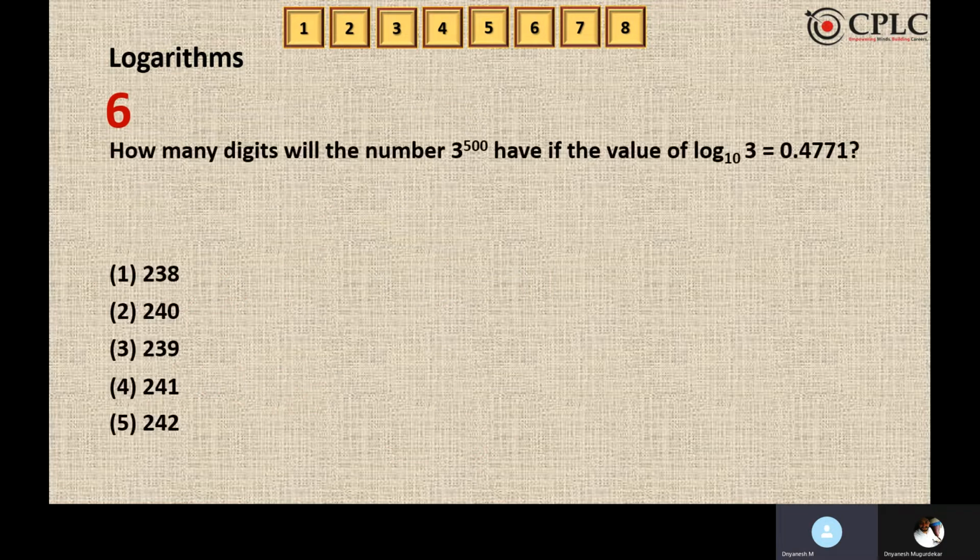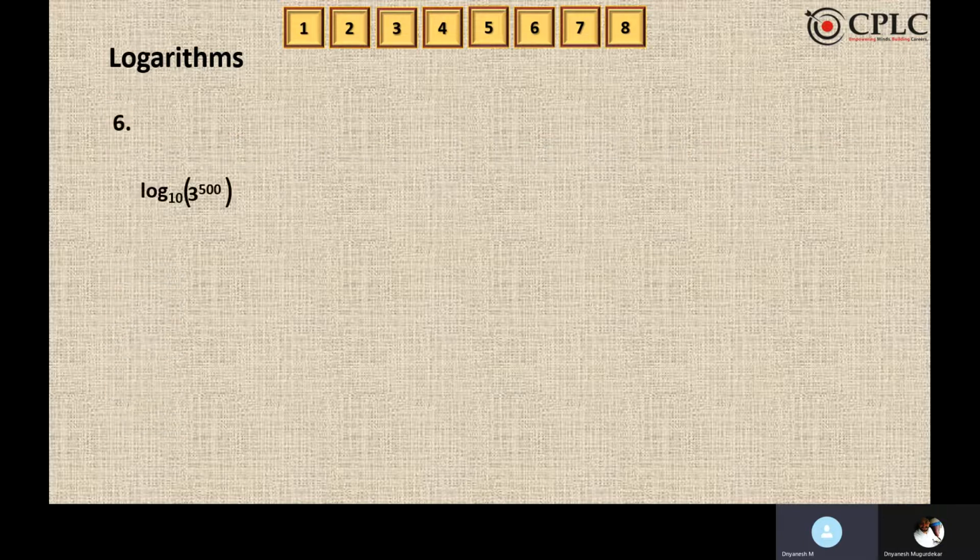The sixth one: how many digits will the number 3 raised to 500 have if the log of 3 is given? So this is where that characteristic and mantissa concept will come. 3 raised to 500 usually will be a pretty high and huge number. We won't be able to manually calculate the number of digits. And this is where the application of logs comes very handy. So what you remember is take a log on both the sides. So take log on 3 raised to 500.